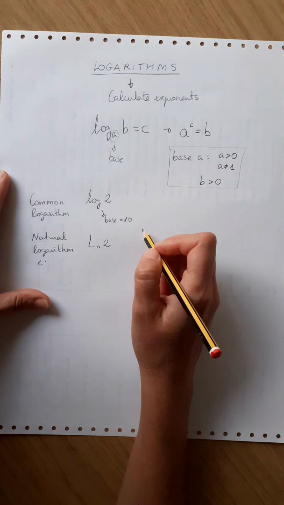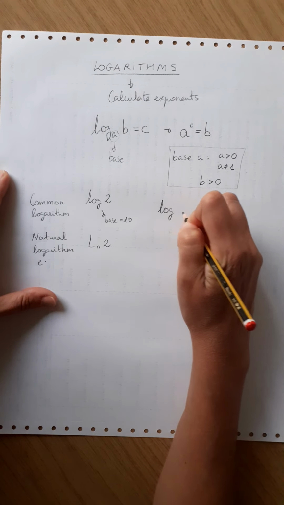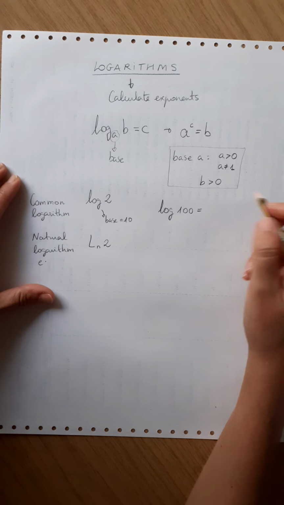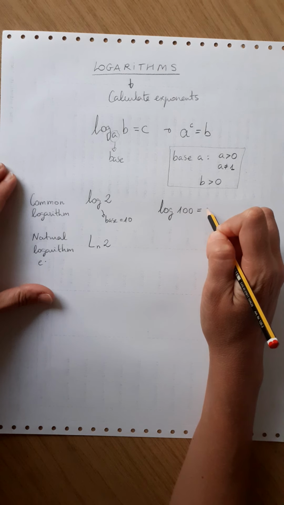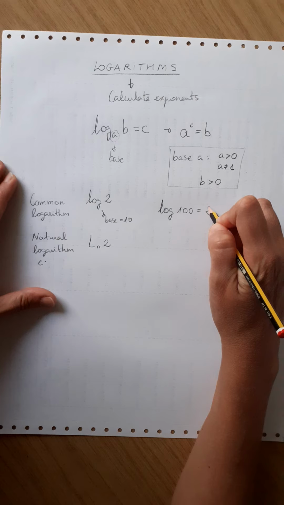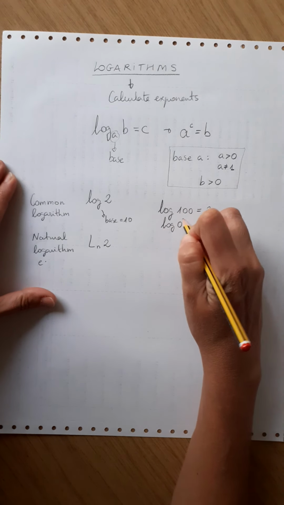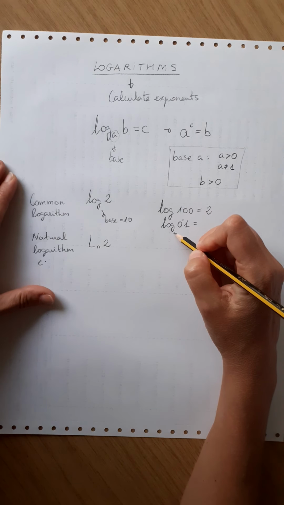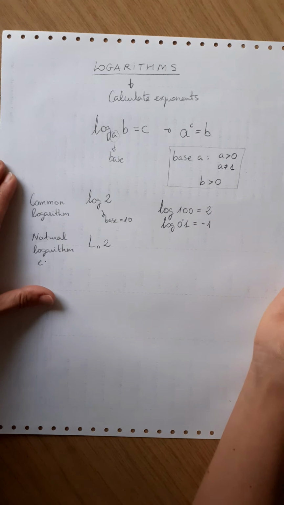All right, let's solve some easy examples. Imagine we are calculating the common logarithm of 100. What do you think will be the result? We are looking for an exponent for number 10, that is the base, so that I obtain 100. So 10 to the power of 2 equals 100. Another example, logarithm of 0.1. I'm looking for an exponent for base 10 so that I obtain this. So the result would be -1.